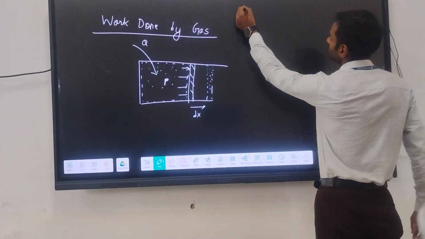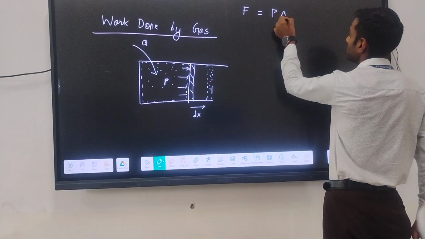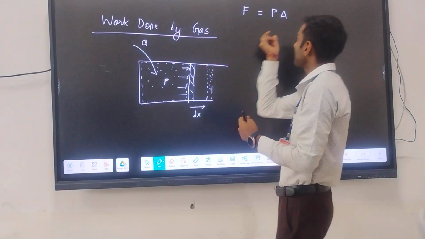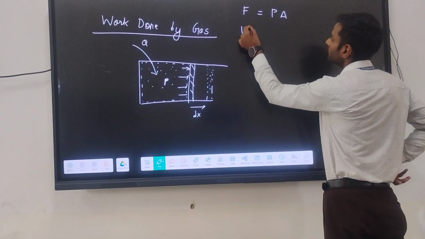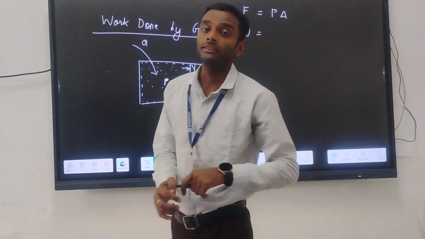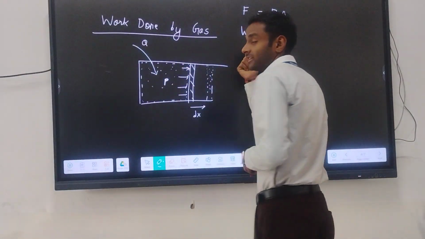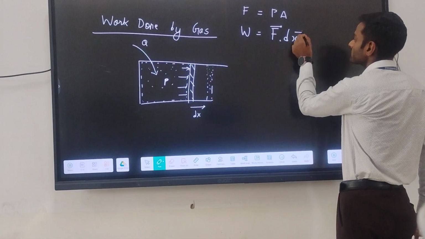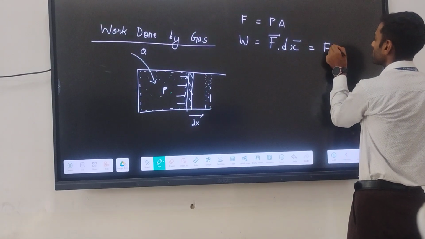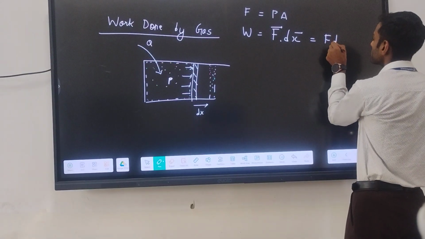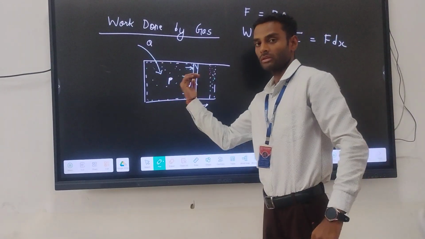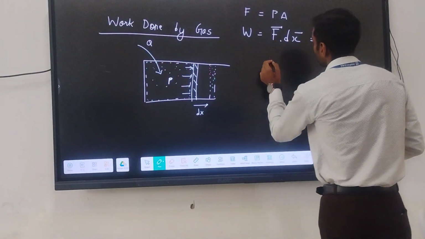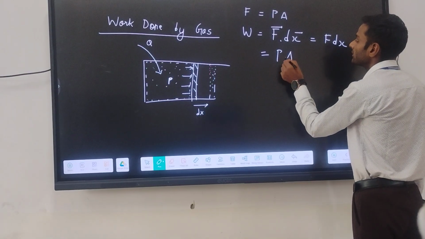Okay, so what is force? Force is pressure into area. Suppose the cross-sectional area of this piston is A. And you know what work is? In physics, work is force dot displacement, here F dx. The angle between force and displacement is 0 degrees. So our force is pressure into area, times dx.